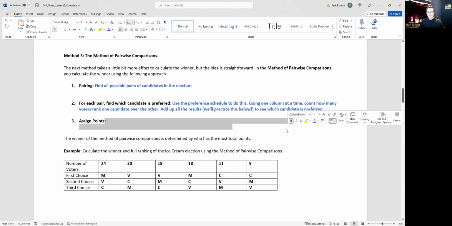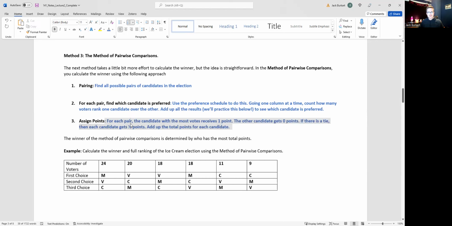Once you've done that, you've reached the assigning points stage of the method of pairwise comparisons. So for each pair, the candidate with the most votes will receive 1 point. The candidate who gets the least amount of votes is going to get 0 points. In the event of a tie, which sometimes happens, each candidate will get a half point. Once we have assigned all of the points for each pair, you'll add up the total points earned by each candidate. And in the method of pairwise comparisons, the winner is determined by who has the most total points, and the complete ranking will be determined in the descending order of points, just as usual for our voting methods.